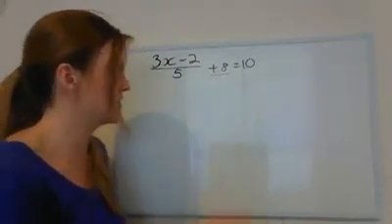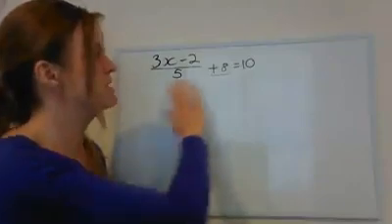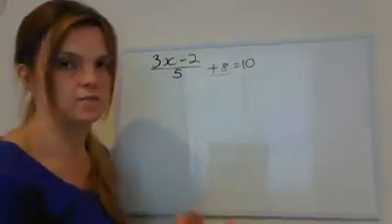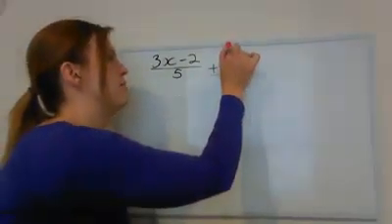Let's do that first. So to get rid of a plus 8, we can manipulate this side and say, well, we don't want the plus 8 anymore. We are going to minus 8 from this side.